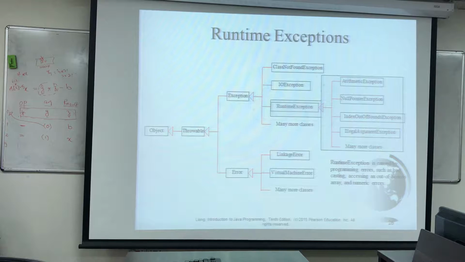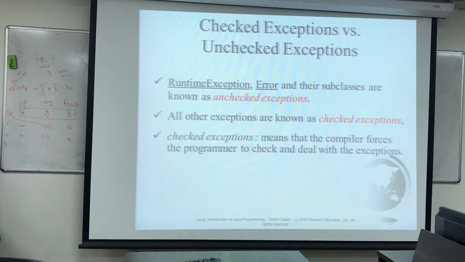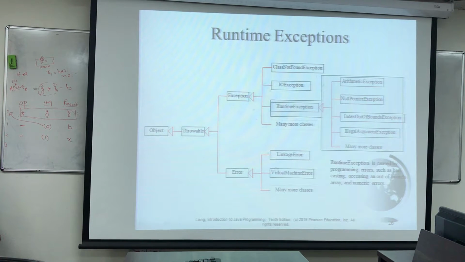Now the RuntimeException is caused by programming errors, such as bad casting, access out of bounds, and numerical errors. We have seen this. So these families will occur mainly because of bad programming. You don't follow the programming rules. Now the other type of exception will be because of resources. The resources are not available. So you have two types of exception, checked and unchecked. Now, a very, very important concept. Listen carefully. There are two categories of exception, checked and unchecked.